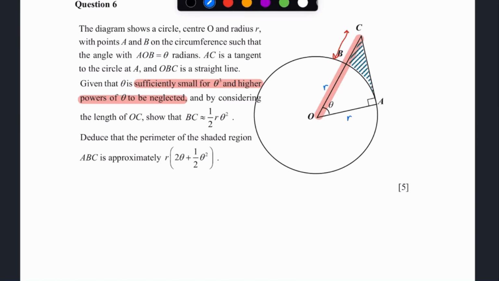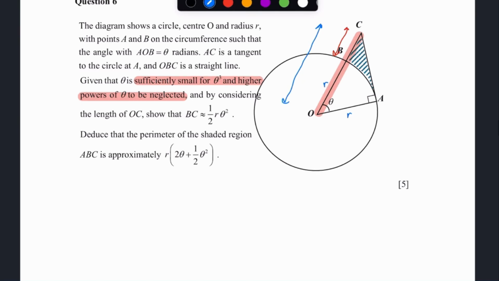R sine theta, okay? So this one over here, right? Technically speaking, you need to use your basic trigo. Cosine theta is equal to adjacent over hypotenuse. So your hypotenuse equals R over cos theta. Can? Something like that. So making use of basic trigo, you have something like that.